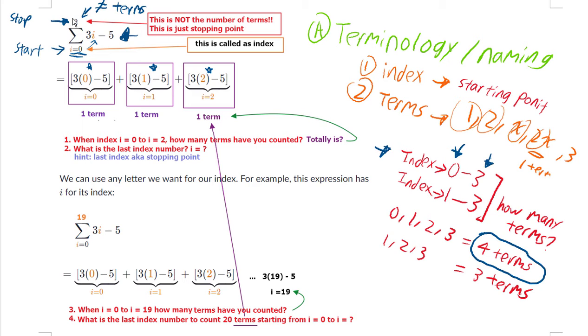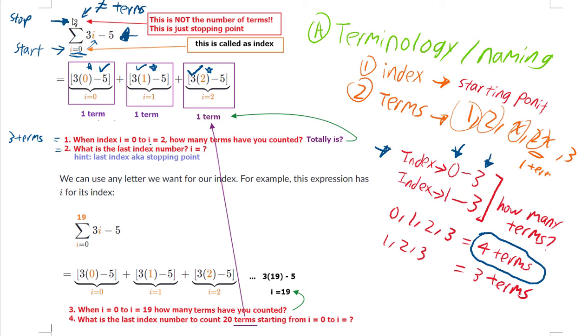Let's look at equation 1. When the index starts at 0 until the index reaches 2, how many terms have you counted? The total is 1, 2, 3. We have counted 3 terms in total. The first answer is 3 terms.